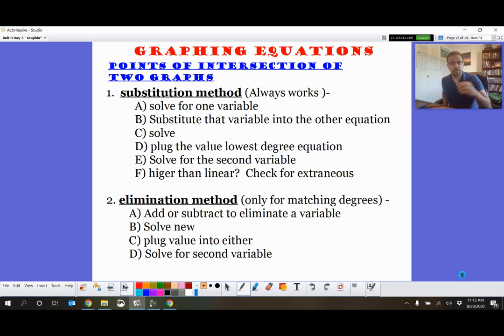Finally, what we're going to talk about is finding points of intersection, when you want to see when things meet up. We talked about this at the very end of pre-calculus. Substitution works all the time, but can cause extraneous solutions. Elimination method only works if you have matching degrees. So you can always substitute, but be on the lookout for extraneous solutions, especially when the degrees don't match. Elimination will only work if your two equations have a matching degree that you're able to eliminate.